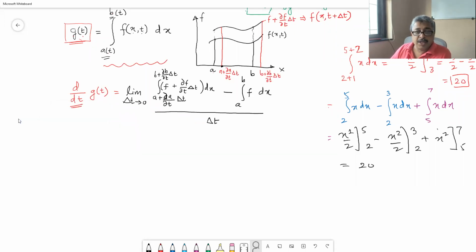And let me expand this. Now, why have I done this? It's for dealing with this quantity. So this is equal to, what is equal to? This is equal to limit delta t tends to 0.